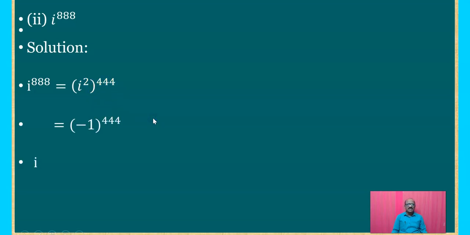i^888. Therefore, again, this can be written as (i²)^444. i² is -1, and (-1)^444 is +1.